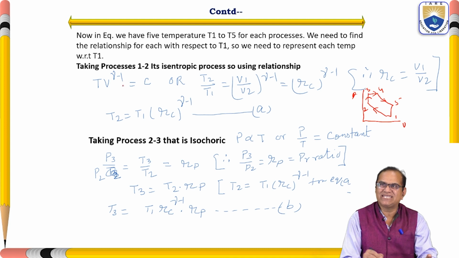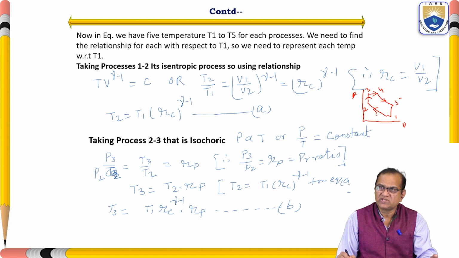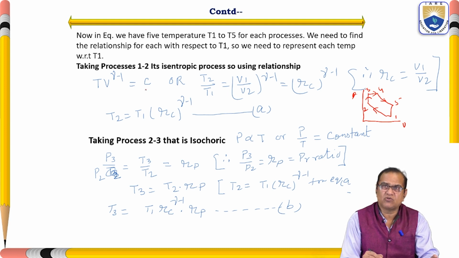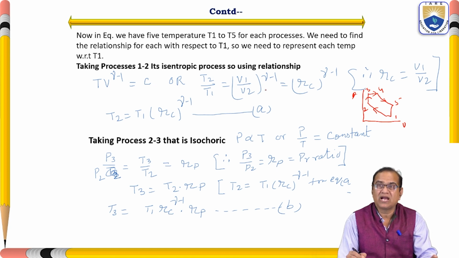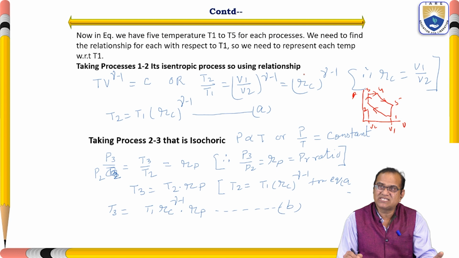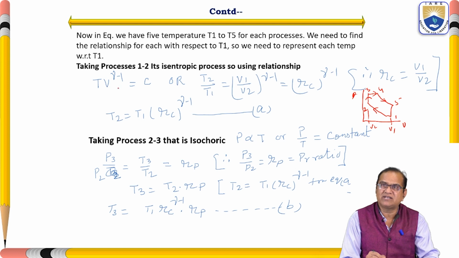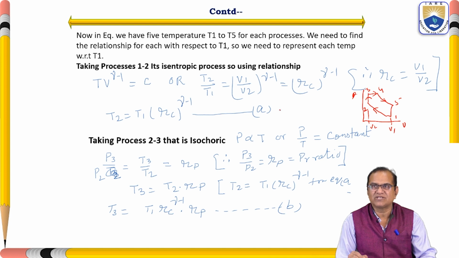Okay, so here we can see that process 1 to 2 is an adiabatic compression. So here T V to the power gamma minus 1 is equal to constant, or we can write that T2 by T1 is equal to V1 by V2 to the power gamma minus 1. We are writing always V1 by V2 because if this is V1 and this is V2, V1 by V2 is the compression ratio RC. So RC to the power gamma minus 1, because RC is equal to V1 by V2. So here we got that T2 is equal to T1 RC to the power gamma minus 1, and this is the equation number 1.